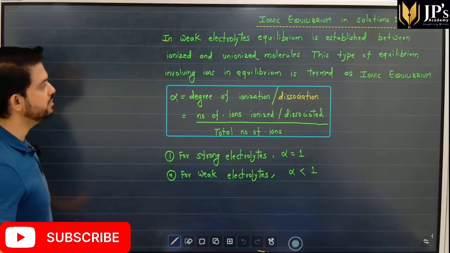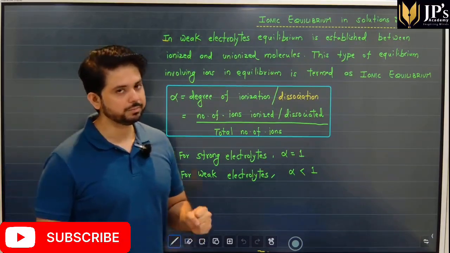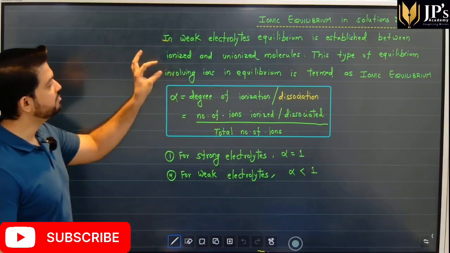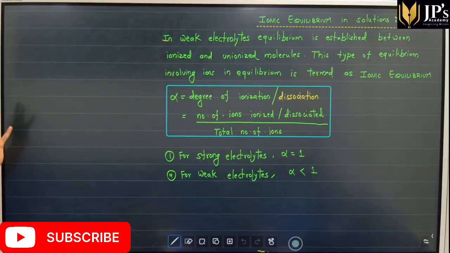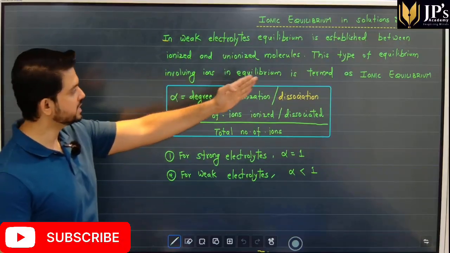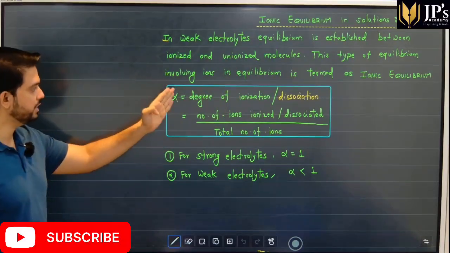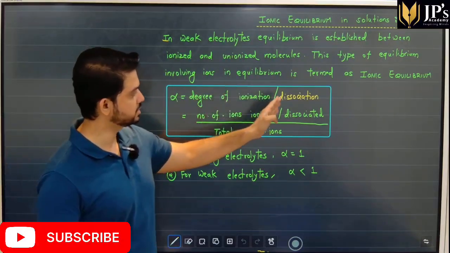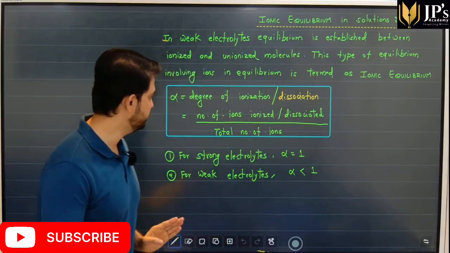Moving ahead, students, we now start with ionic equilibrium in solution. In weak electrolytes, equilibrium is established between ionized and unionized molecules. This type of equilibrium involving ions is termed as ionic equilibrium.